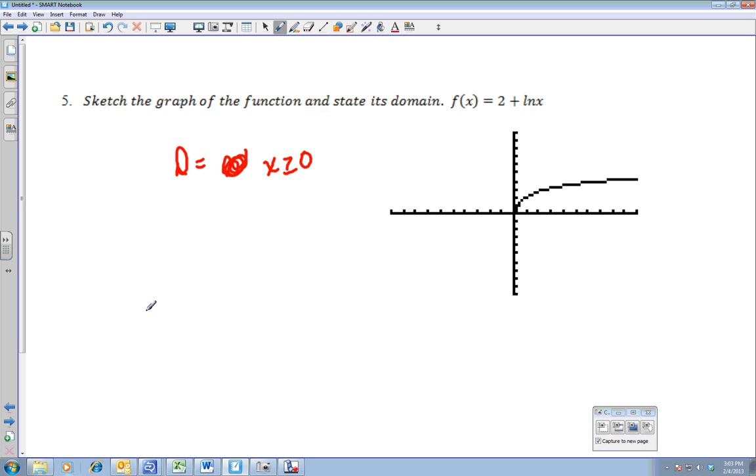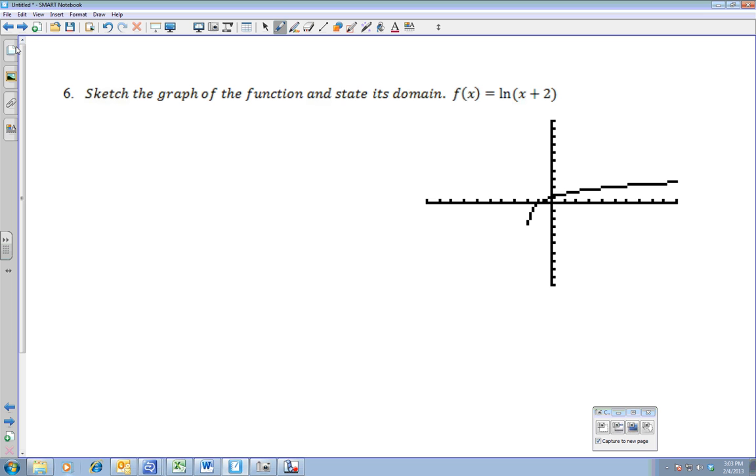Okay, my next one. Sketch the graph of the function and state its domain. This time, they've taken my natural log of x and they've shifted it to the left 2 units. So when I graph that, they shifted it to the left. So instead of starting at 0, I'm going to start at negative 2. So x is greater than negative 2.